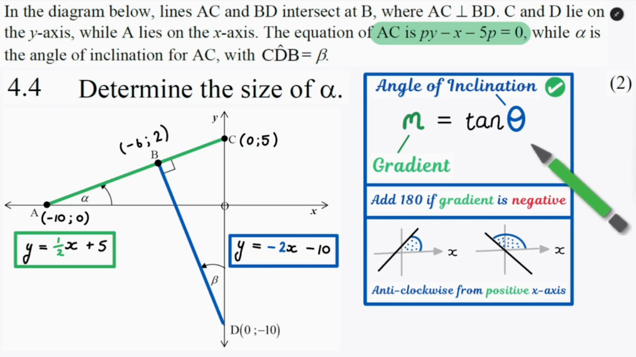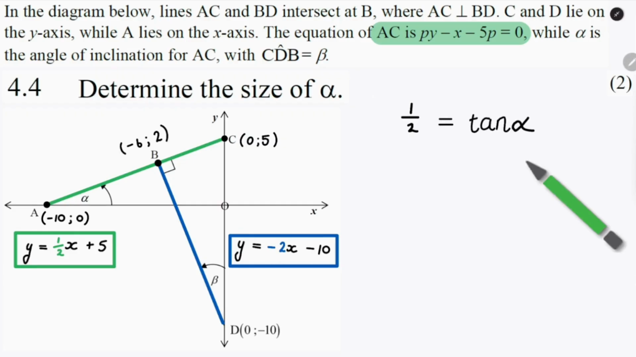So let's make those changes. So we're going to change the gradient to a half, and we're going to change the angle of inclination to alpha because they've named it alpha. And then to solve this, we can ignore the special rule. My gradient is not negative, so we do not have to add 180.